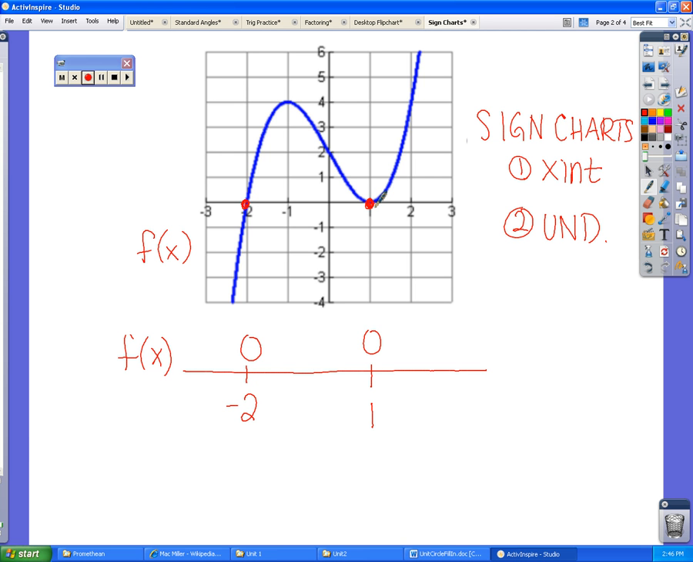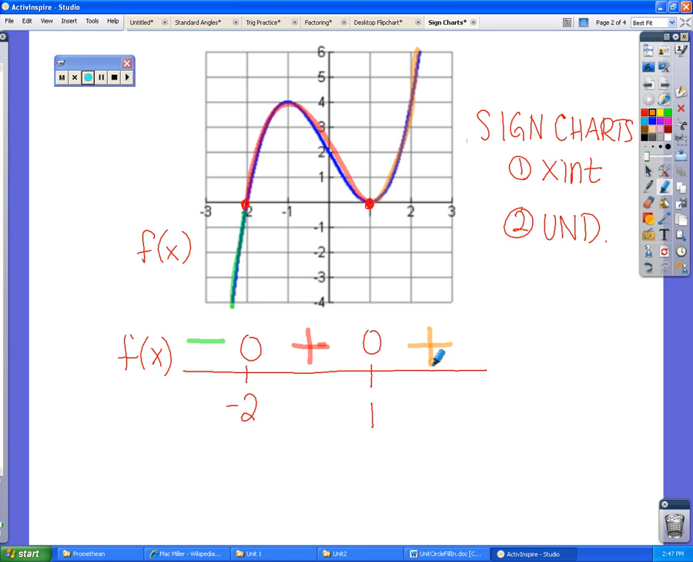Then from that point forward, I would do the sign of the graph by looking at, is this portion of the graph positive or negative, and that is below the x-axis, so it's negative. If I look at the next portion of graph, that's this piece right here, is that portion of the graph above the x-axis or below, and since it's above, we consider that positive. And then the last piece here, since it's above the x-axis, that would also be positive. So that would be the sign chart for this function f of x.